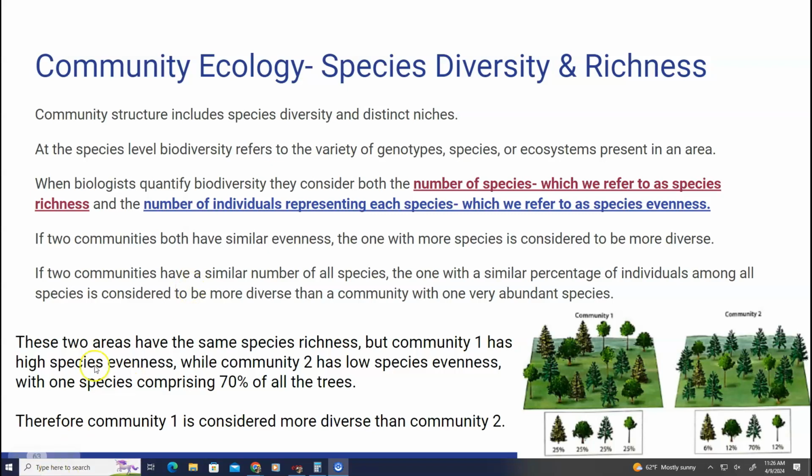Here we have two communities. Community 1 has high species evenness, so there's 25% of each tree, while community 2 has low species evenness. We can see there's way more of this type of pine tree than anything else. Therefore, community 1 is considered to be more diverse than community 2. They both have all of the same types of species, but community 1 is more even within that category.